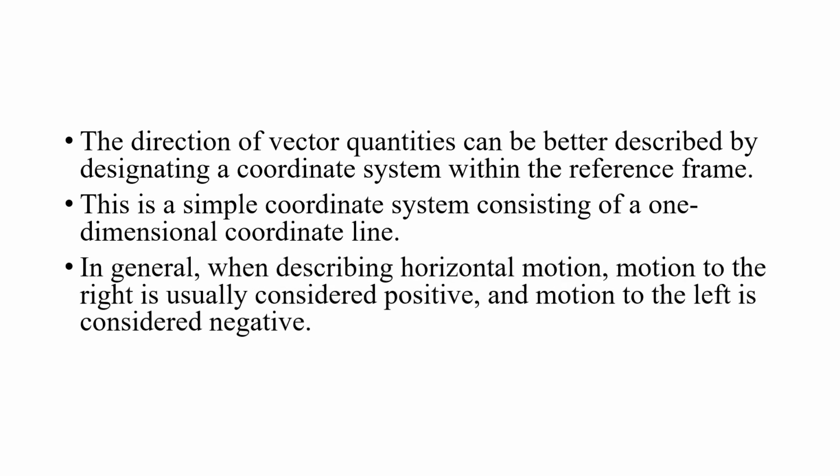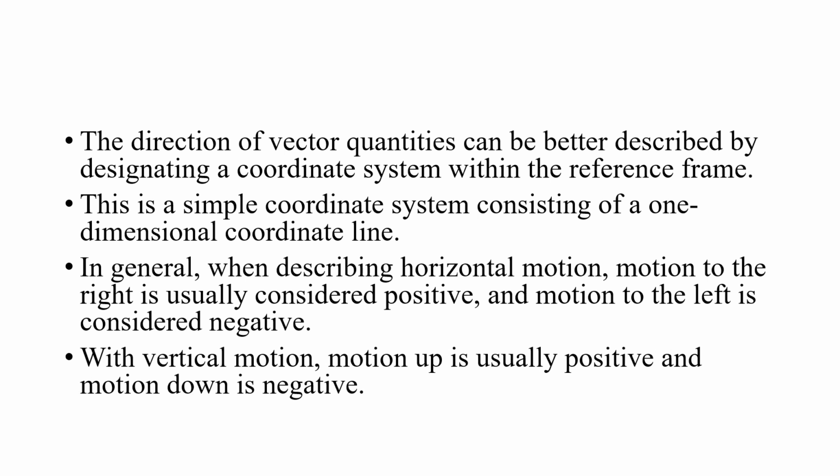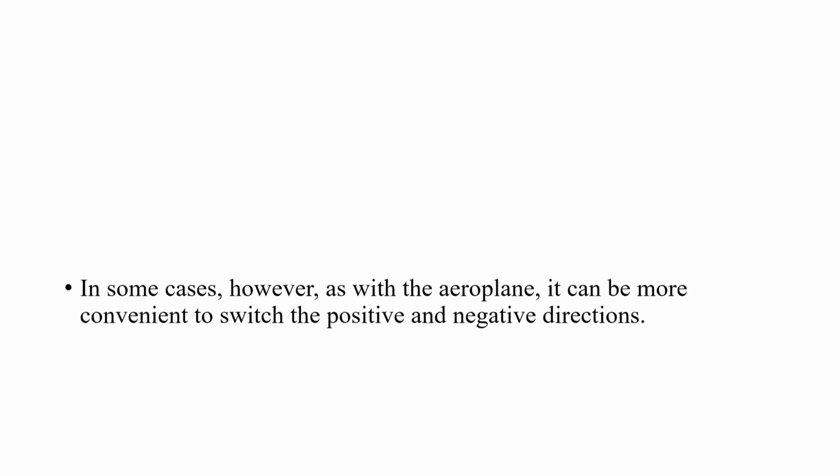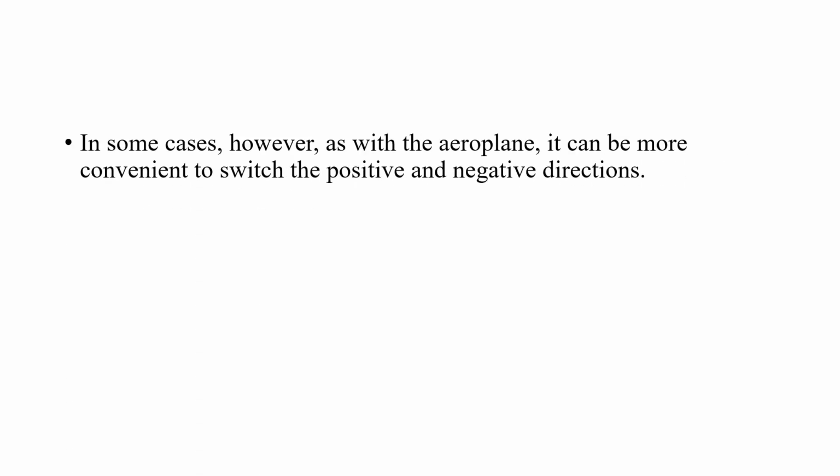In general, when describing horizontal motion, motion to the right is usually considered positive, and motion to the left is considered negative. With vertical motion, motion up is usually positive and motion down is negative. In some cases, however, as with the aeroplane, it can be more convenient to switch the positive and negative directions.